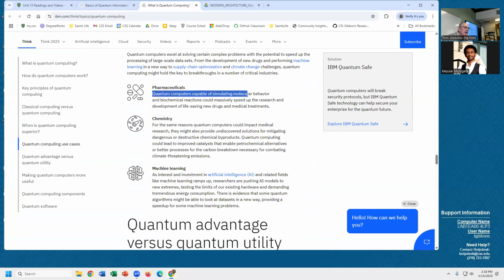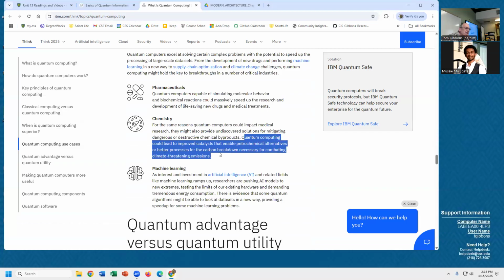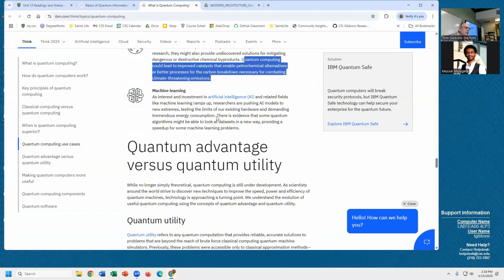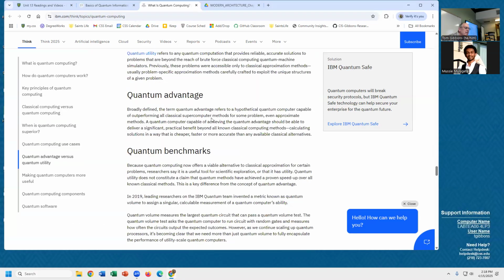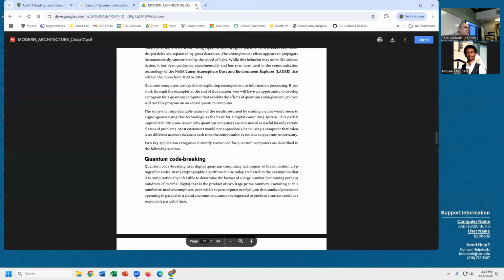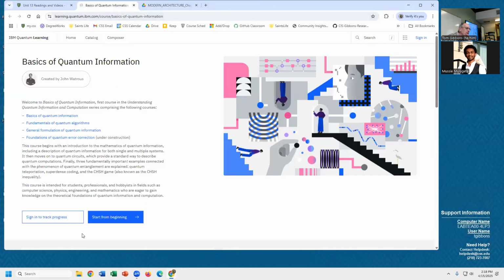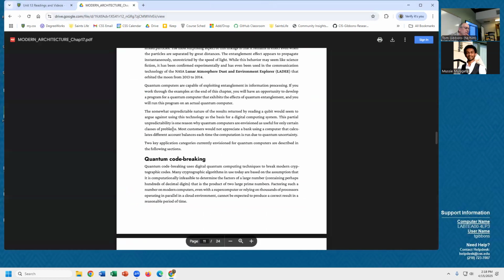Quantum computers scaled to simulate molecular devices could massively speed up and develop life-saving new drugs and treatments. Quantum computing could help enable petrochemical alternatives and find ways to combat the energy crisis. In machine learning, we could train models very quickly. And again, there's a whole course in quantum computing at IBM that you can go through.